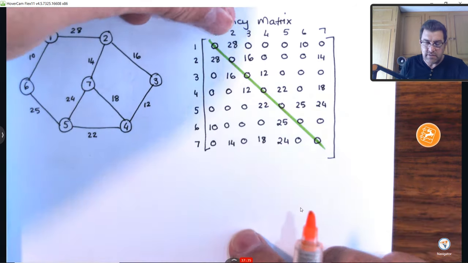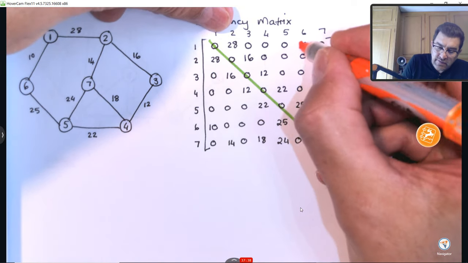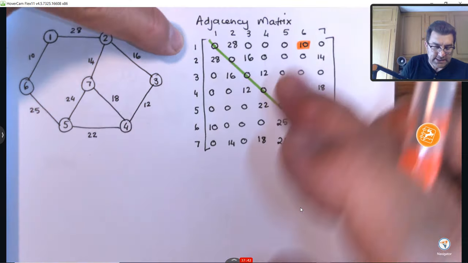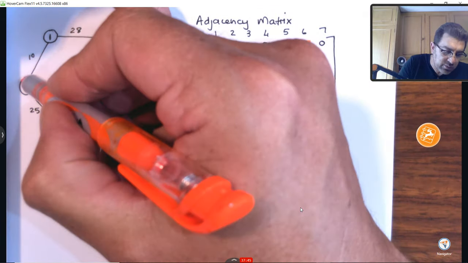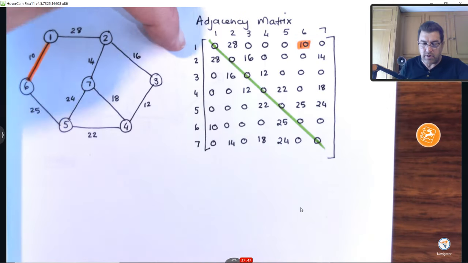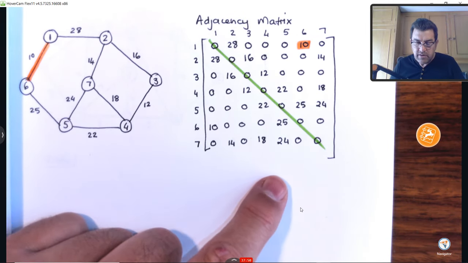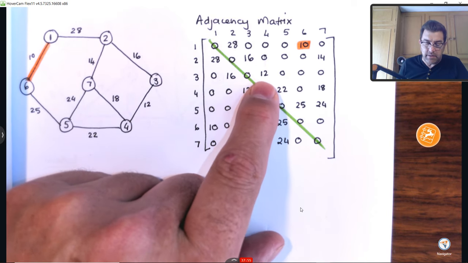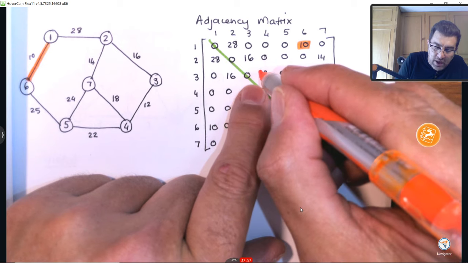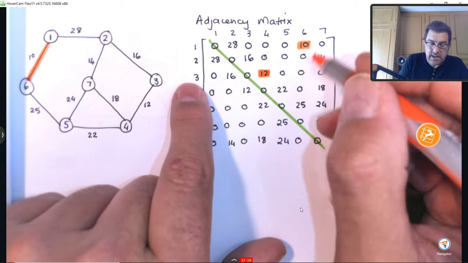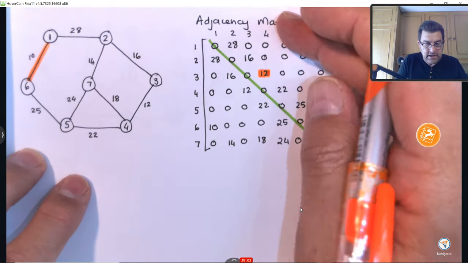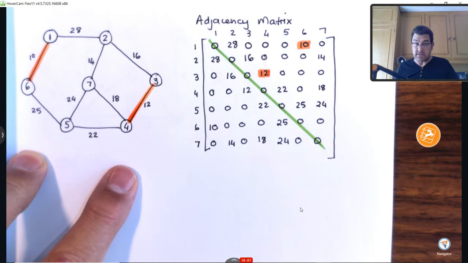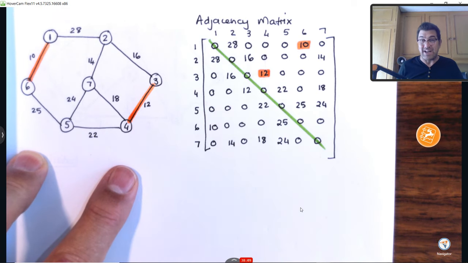Okay, if I start at the first one, I have a number 10. 10 connects vertex 1 and 6. So vertex 1 and 6 will form part of the graph. Then the very next number is 12. If I look at 12 over here, it connects 3 and 4. So 12 is connected by 3 and 4. No cycles yet. So you can see I'm running down those numbers.